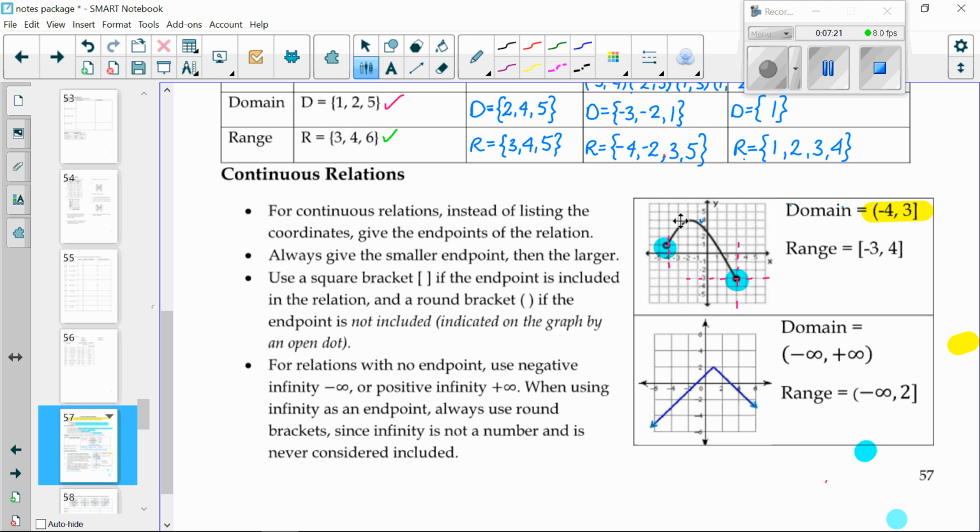So way up here. Okay, we're not including the dot here because I still have all this. Well, I'm not using the open circle there on the y because I still have all of this graph up here that I need to account for. Okay, all right. For relations with no endpoint, use -infinity or +infinity when using infinity as an endpoint. Always use round brackets since infinity is not a number and is never considered included. Okay.